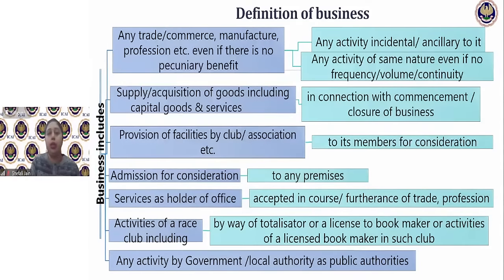Okay. So it says that if any trade, any manufacture or profession activity you are conducting, even if there is no monetary benefit from that, then also it will be considered as business. That means business is what you usually think, that yes, you are carrying out a business. That is what we normally feel. But these are the items which specifically make certain other items also business. This is also an exclusive definition if you see carefully.